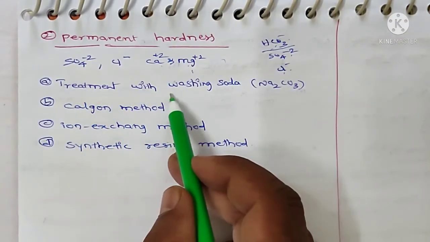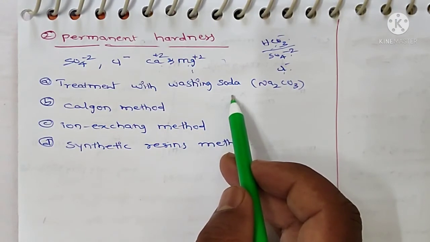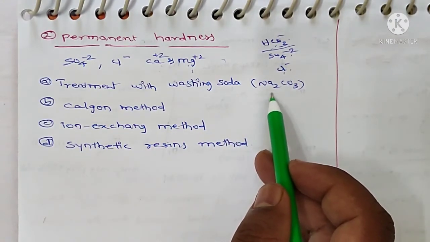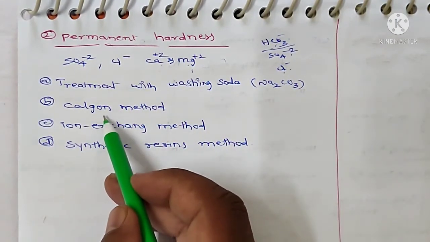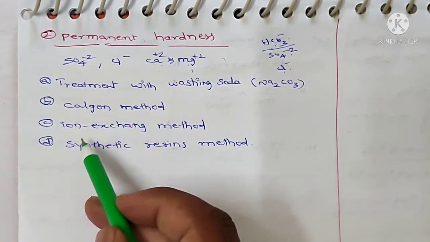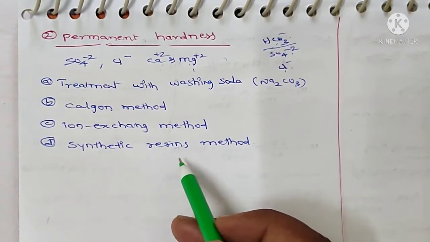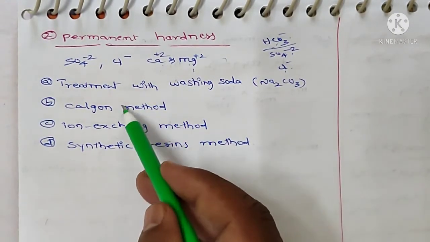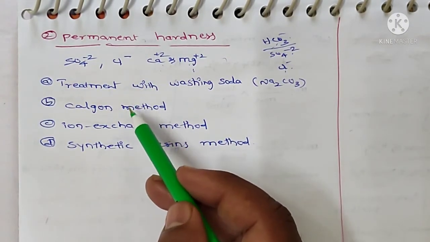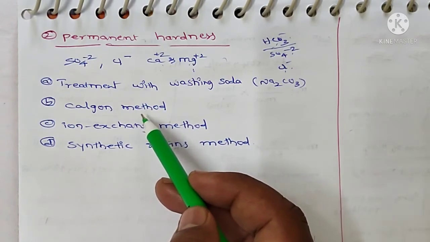Number 1, treatment with washing soda. Washing soda formula is sodium carbonate. And the second one, calgon method. And third one, ion exchange method. And the fourth one, synthetic resins method. From these 4 methods, we can remove that permanent hardness from the water.